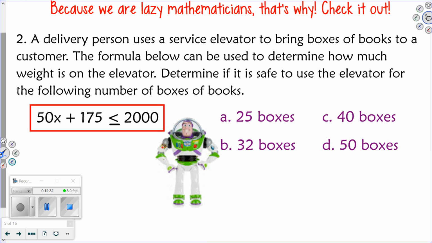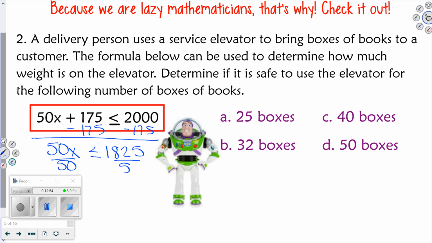Yeah. If I solve this for x, what do we have to do first? Minus the 175. So we get 50x is less than or equal to 2,000 minus 175, which is 1825. It's a Monday morning and I'm tired. Don't trust my math today, guys. All right, and then divide by 50. Do I need to flip the inequality? No, because we don't divide by a negative. And what do we get? 36.5.